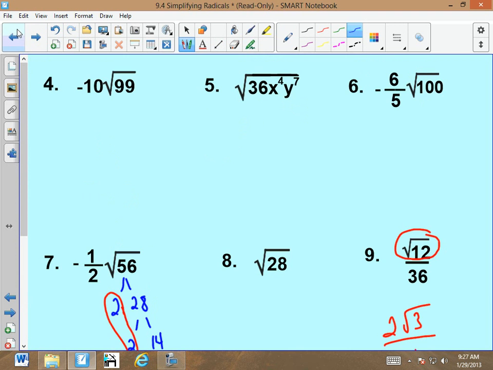If I had, here we go, 36 is a perfect square, it's 6. Now, 4 divided by 2 is 2, so 2 x's come out. Now, 7 divided by 2 is 3 with a remainder of 1, so 1 y has to stay in.